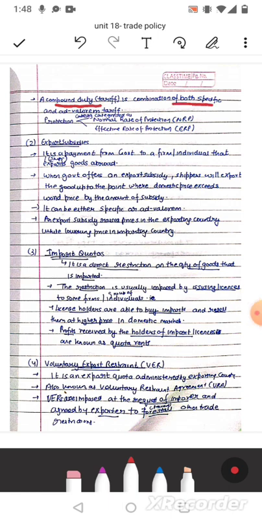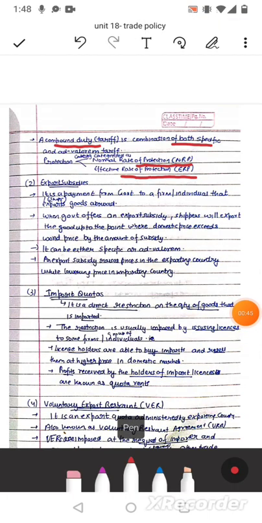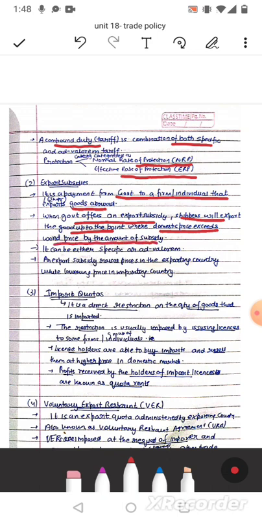Protection can be categorized as nominal rate of protection, and second is effective rate of protection that we have discussed in detail already. Now we'll discuss export subsidies. It is a payment from government to a firm or individual that exports goods abroad. When government offers an export subsidy, shippers will export the good up to the point where the domestic price exceeds the world price by the amount of subsidy. It can be either specific or ad valorem. An export subsidy raises prices in the exporting country while lowering price in the importing country. Export subsidy is generally given to promote exports.